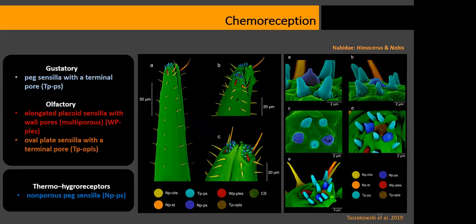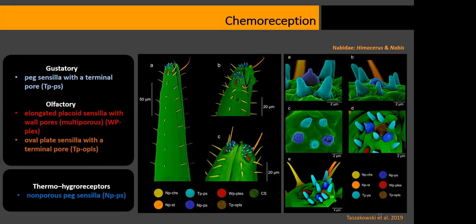I will present chemosensory organs on the tip of the labium on the example of Nabidae. Nevertheless, preliminary research results on Miridae indicate that they have very similar chemoreceptor organization on the labium. In addition to the mechanoreceptors, numerous ones marked yellow and a pair marked orange, there are 2 and sometimes 3 types of chemoreceptors in the labium.